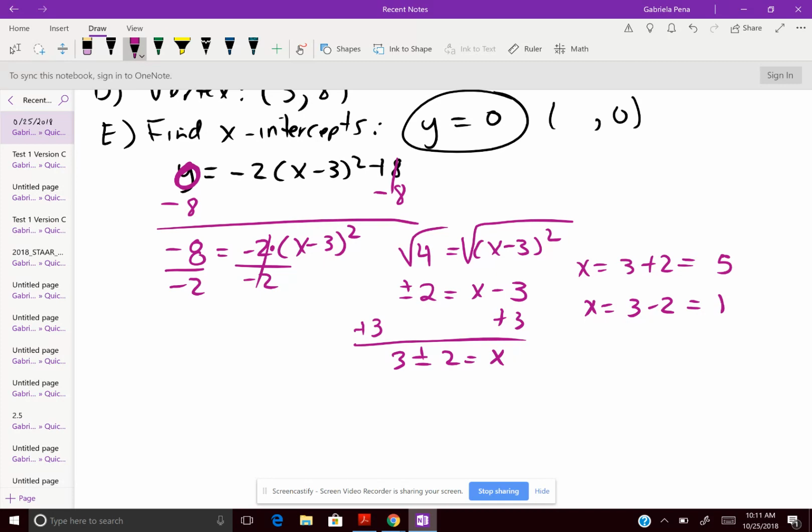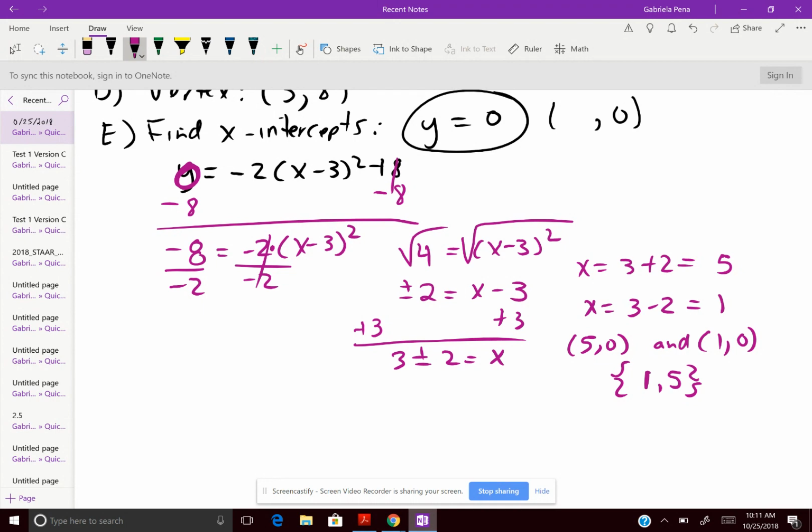So my two zeros are (5, 0) and (1, 0), or remember they used to give them to us in little brackets. So it just depends on how they give it to you right there. Do you remember doing something like this? Yes. So it's a lot of little things that we're doing just for one problem.